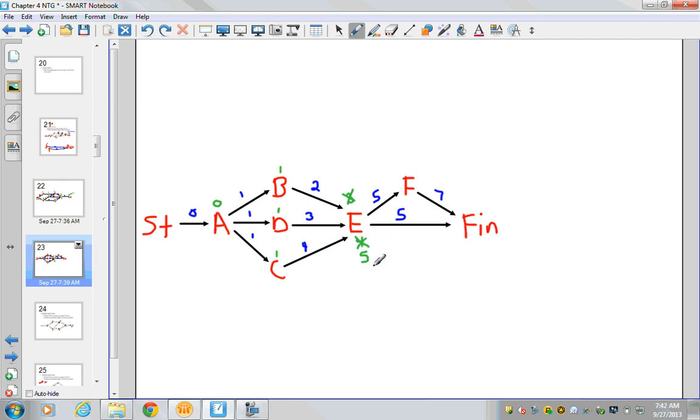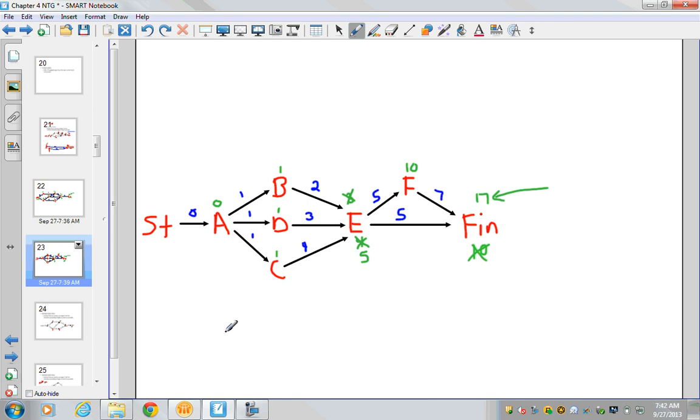Now let's look at F. If E starts at the 5-minute mark, it takes 5 minutes to do task E. The answer is 10. Now notice for the finish, we have 2 arrows coming into the finish. So F starts at the 10-minute mark. It takes 7 minutes for a grand total of 17. Or E starts at 5 minutes, plus 5, that gives us 10. Which one are we going to take, 17 or 10? We're always going to take the largest one. So 17 is your minimum project time, and those are all your ESTs.